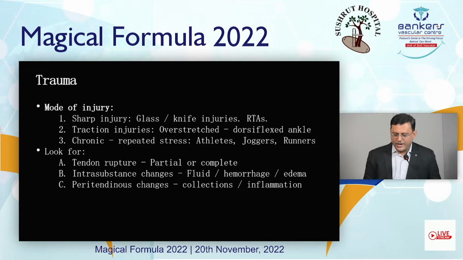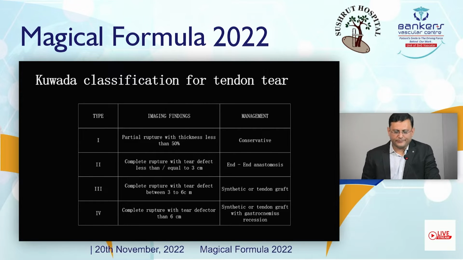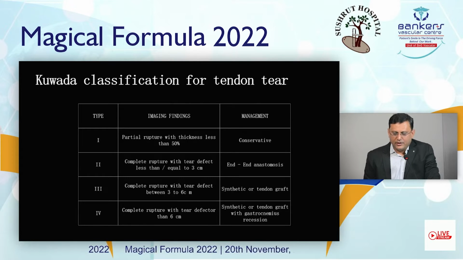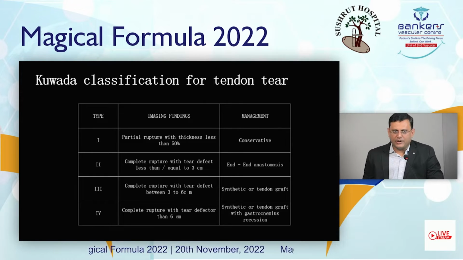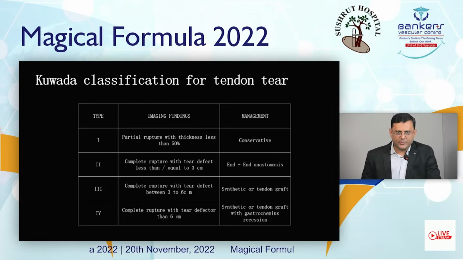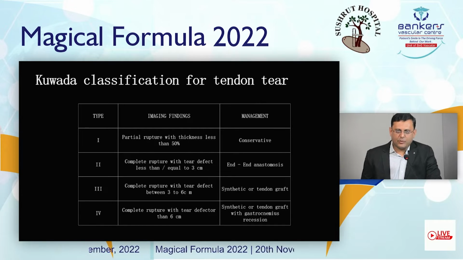We need to look for intrasubstance changes, like hemorrhage or fluid collection or edema within the tendon, and peritendinous changes like inflammation or fluid collection. There is a classification which is most commonly used for tendon tears, which also gives us an idea about what would be the better management for a given condition. If the rupture is partial thickness, which is less than 50% thickness, then usually the treatment is conservative, while for a complete rupture, if it is a small one, then end-to-end anastomosis can be done.